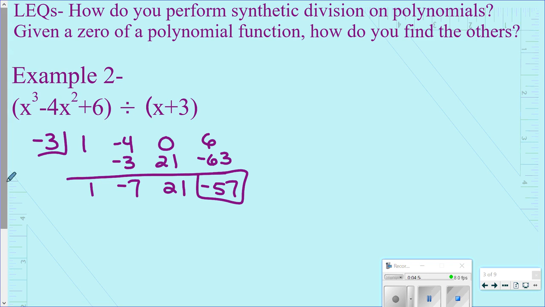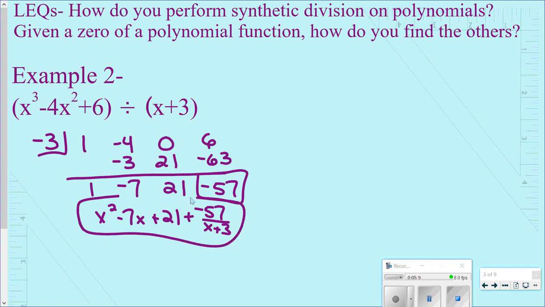We have 1 degree less, which would be squared, so 1x squared minus 7x plus 21. And then remember, we're going to write that as a fraction, so plus negative 57 over, and remember, it's the divisor that we put it over top of, so x plus 3. And that is my answer. That's the quotient.